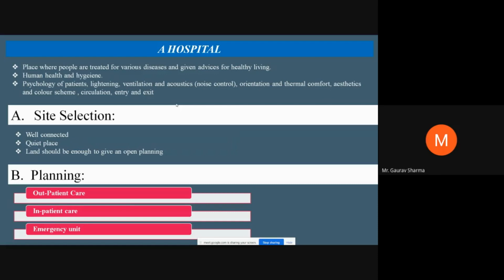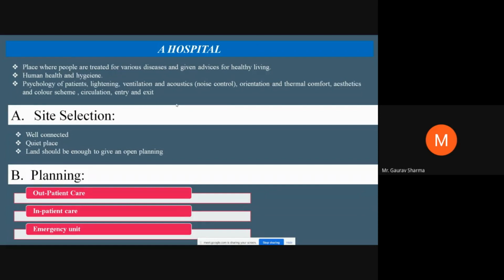The next point is a quiet place. The place should be quiet, so that the patient or the person who is treating the patient will not be disturbed by noisy surroundings. Proper planning is therefore required, and better site selection will help in this way.